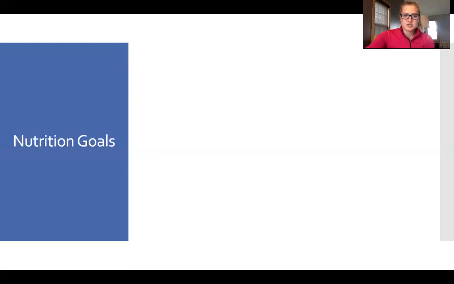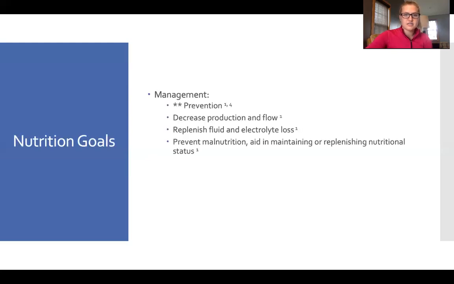Now, going into nutrition, the nutritional goal really is prevention. I don't know if there's a certain way that dietitians or other health professionals can prevent this from happening, but this is one of the key things in articles that I've read. That is the best way to manage a chyle leak.